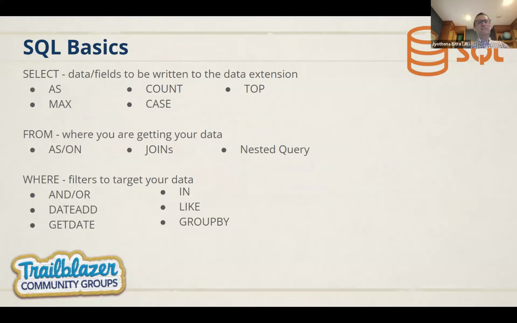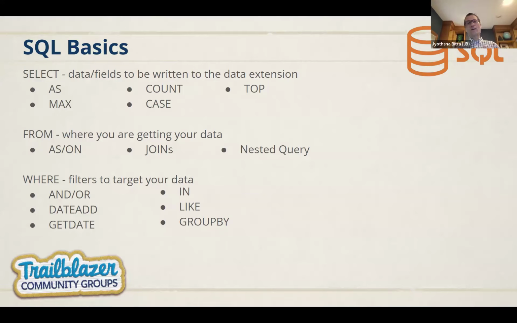Okay, let's talk about the basics of SQL. So as we'll be going through today, any SQL query has 3 sections. There's a select, a from, and a where. So the select is a list of those fields that you're going to be writing to a data extension. The from is where you're getting your data from, all the different data extensions you're pulling your data, how you're connecting to that data. And then the where are those filters to target your data.